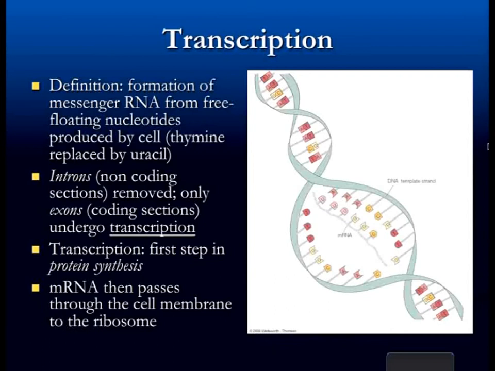Now, the messenger RNA does not take out the information for the junk. It's only going to be removing that information that's coding. Okay? The non-coding sections we call introns, they're removed. Only the coding sections, which we call exons, are still included. Okay? Only exons undergo transcription. And transcription is the first step in protein synthesis, as we say. Then this messenger RNA passes through the membrane of the nucleus, into the cytoplasm, ultimately into the ribosome, is where it's going to wind up. And at the ribosome, the second stage, which is translation, occurs.